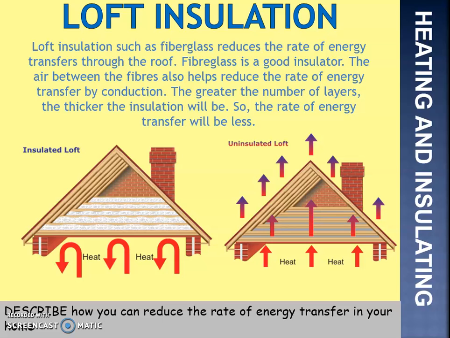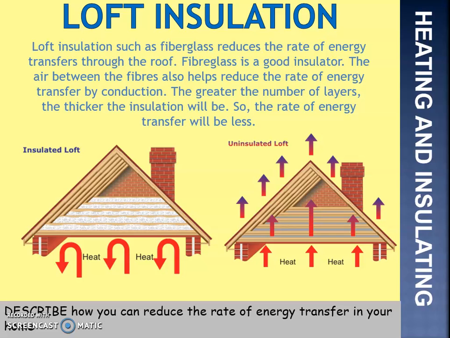Okay, so first off, loft insulation. We can use loft insulation like fiberglass, and that reduces the rate of energy transfer through the roof. Fiberglass is a really good insulator, and it also traps air between the fibres, so that reduces energy transfer by conduction and convection. Conduction is where heat will travel straight through the material. Fiberglass being a good insulator means it doesn't travel through it, and trapping the air means the air can't move around, and so it stops convection currents from flowing through there.